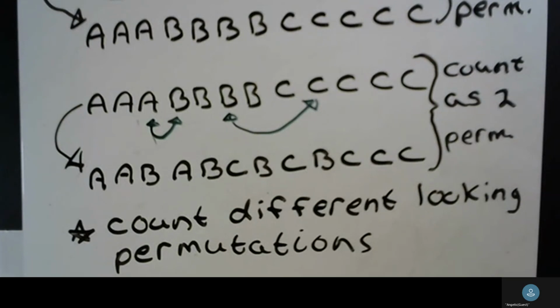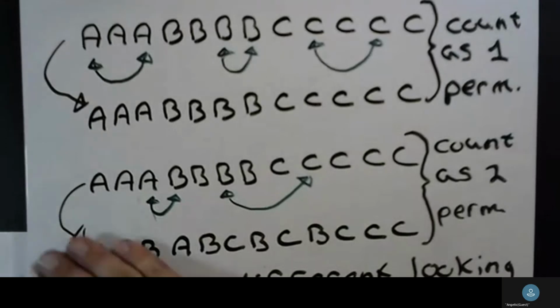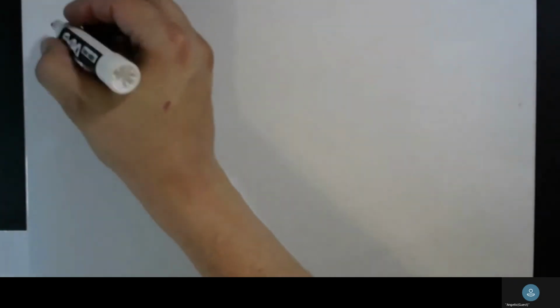So we want to avoid counting permutations that look the same. And so that's what we're trying to avoid. So let me run through an example. If I'm erasing too fast, let me know.